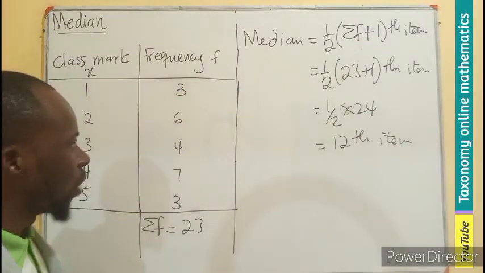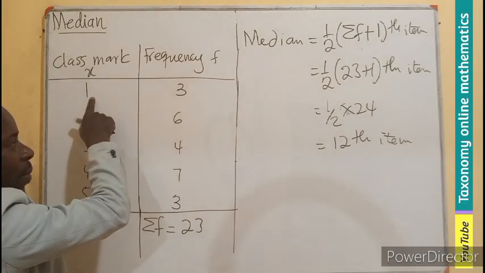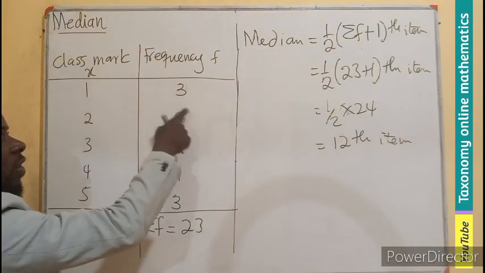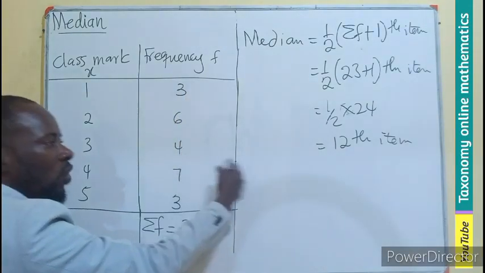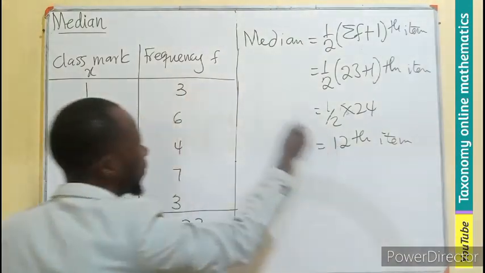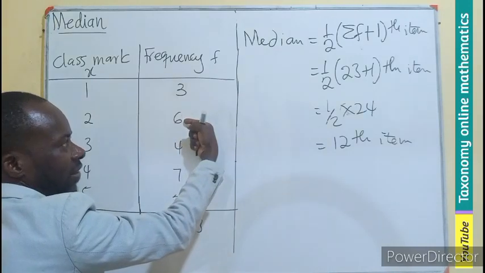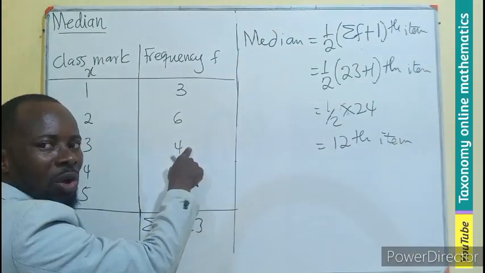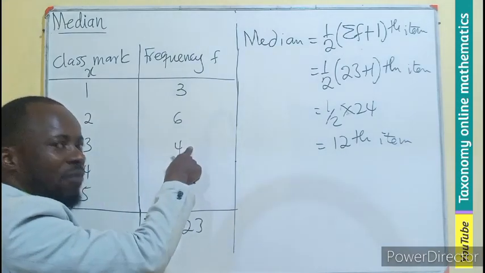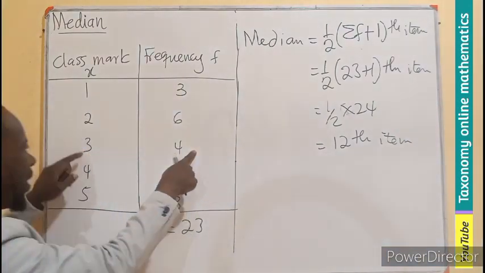item. So the 12 item simply means you are counting 1 how many times? 3 times, 2, 6 times. It's just like you are adding the frequencies to get to the 12 item. So this plus this will give us 9. 9 plus this will give us 13. Where in this case the 12th item is also there, being 3.